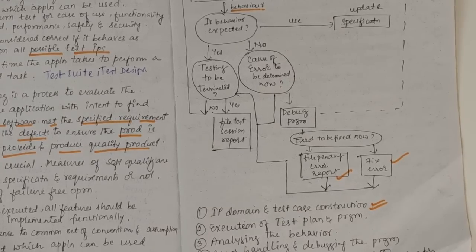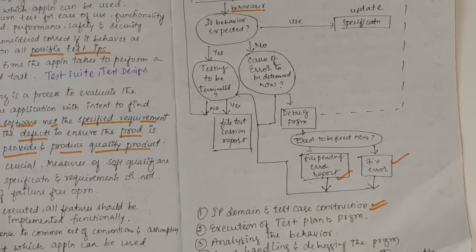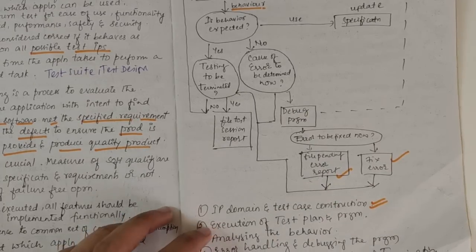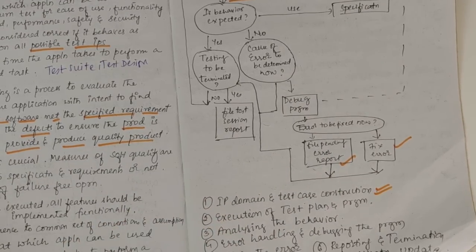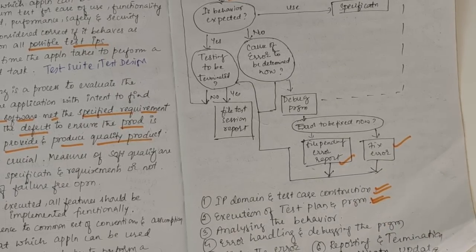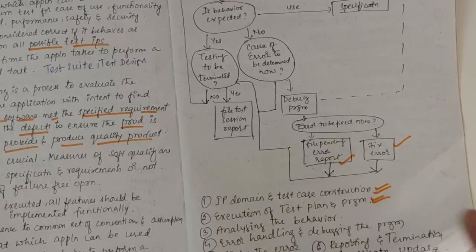So in this stage, the execution of the test cases happen. So after the execution, we get the behavior of the program. So next we have third, that is analyzing the behavior. So in analyzing the behavior, we'll check if the obtained behavior is same as the expected behavior or not.